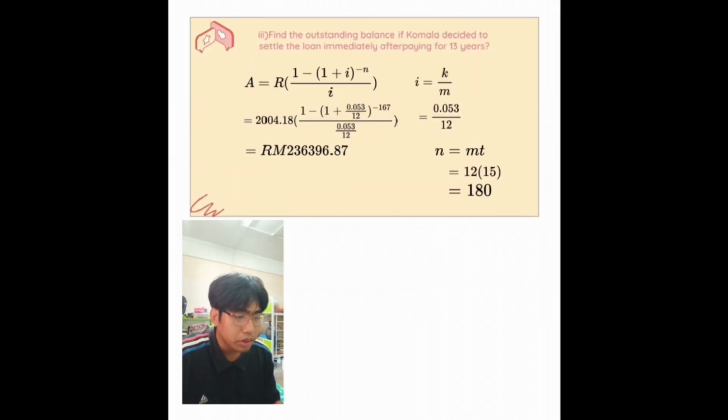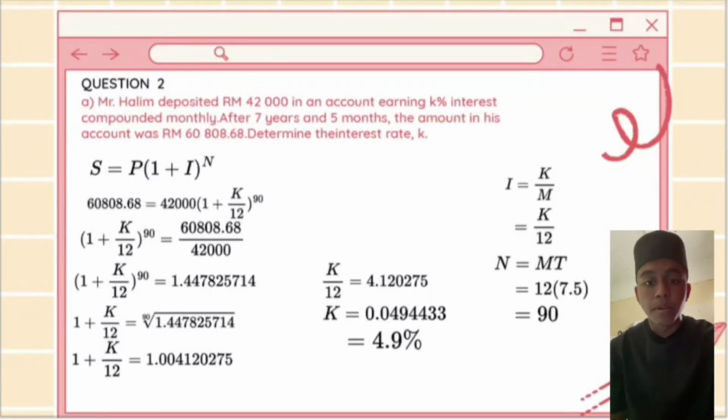Find the outstanding balance if Kamala decides to settle the loan immediately after paying the 13th year. For the final question, we need to use the present value formula. We'll calculate 1 minus (1 plus 0.053 divided by 12) raised to the power of negative 167. Then divide that by 0.053 divided by 12 and multiply the result by 2,004 ringgit and 80 cents. The final answer is 236,396 ringgit and 80 cents.